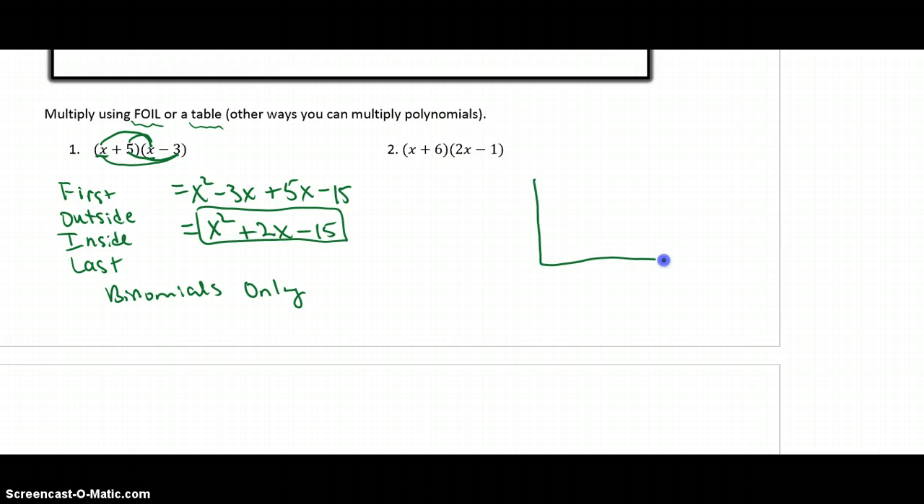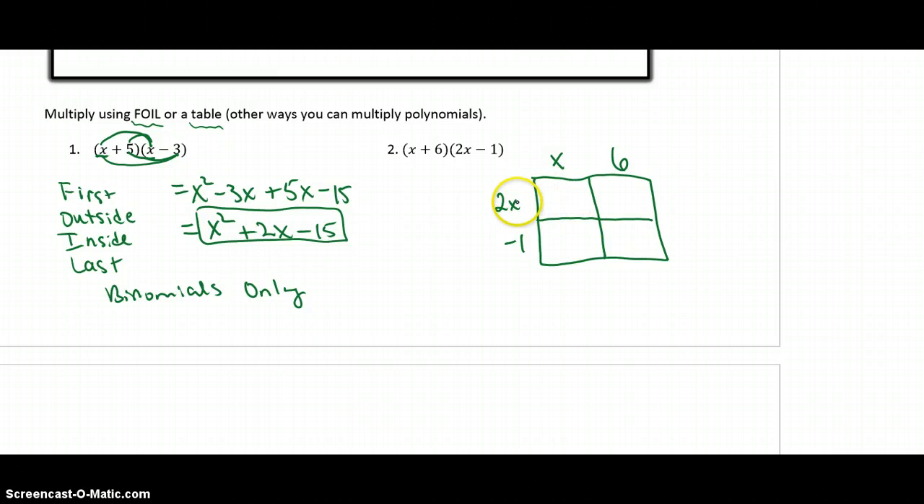And then number 2, you can also multiply with a table, kind of like making a multiplication chart. I'm going to draw a box, and I'll take my first binomial, x plus 6, and place the terms here. And then along the side, I'll place the second binomial, 2x, and negative 1. Notice how I brought the negative along with the 1. And it really doesn't matter which parentheses you put along top or the side. I could switch those.